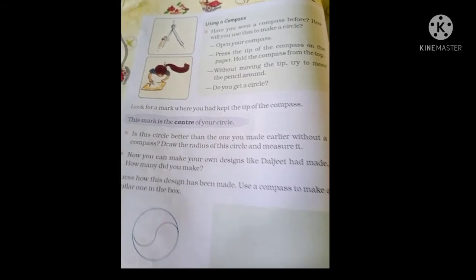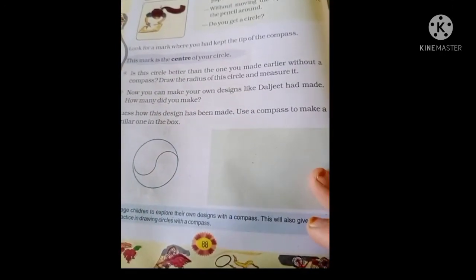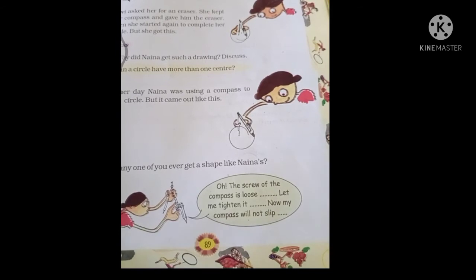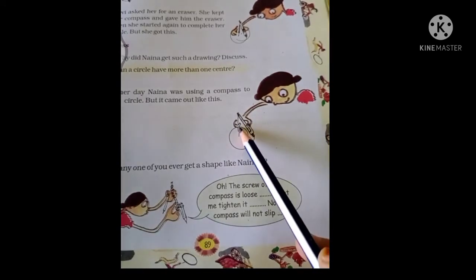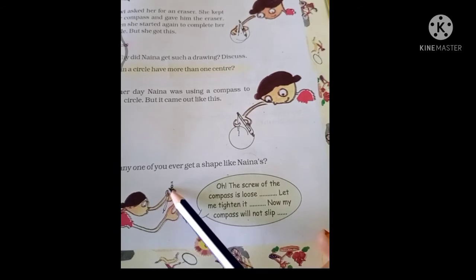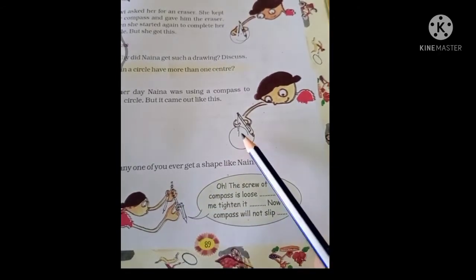Okay students, on page number 88 and 89, on both pages the instructions are given on how you have to use a compass, how you have to hold it, and how you have to draw a circle. As I told you, you can't hold it like this. You have to hold it from the top.